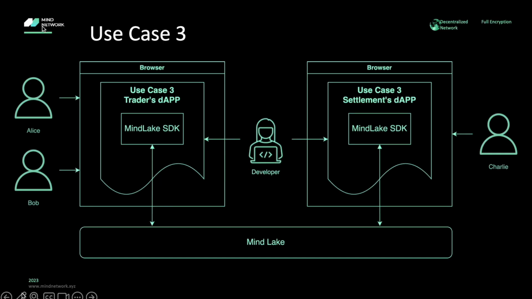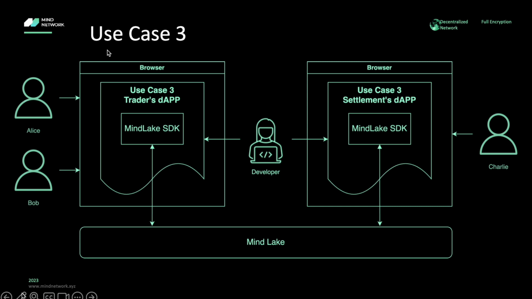Okay, we have arrived at use case 3. It is a more complicated use case. There are two kinds of users here. Alice and Bob, they are traders. And Charlie, he provides settlement service.